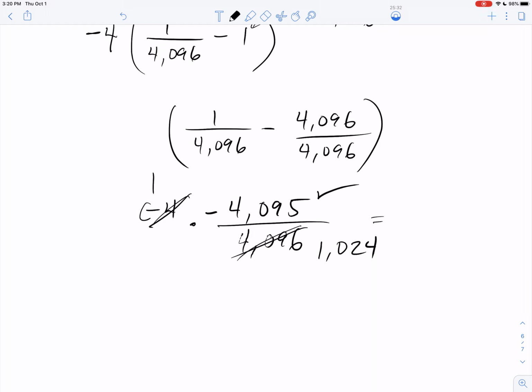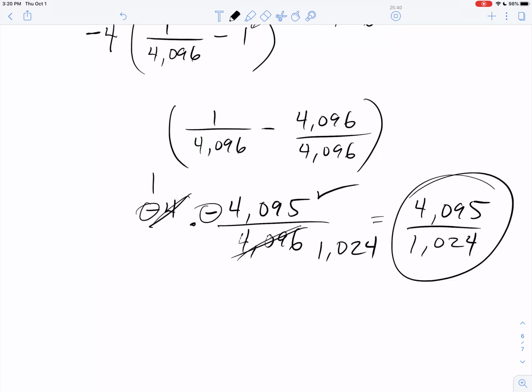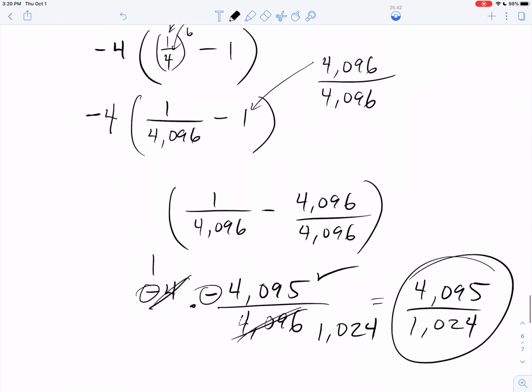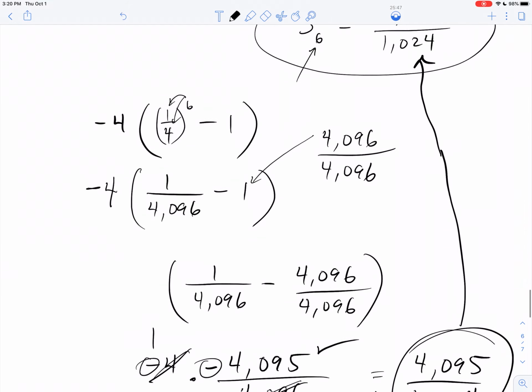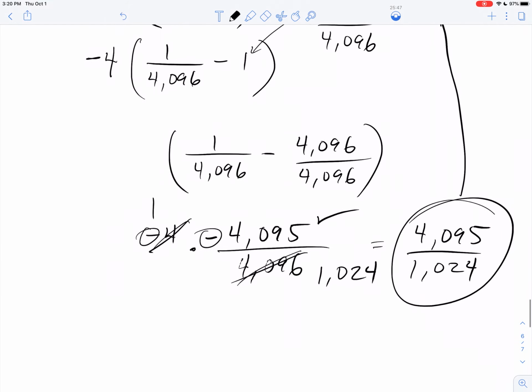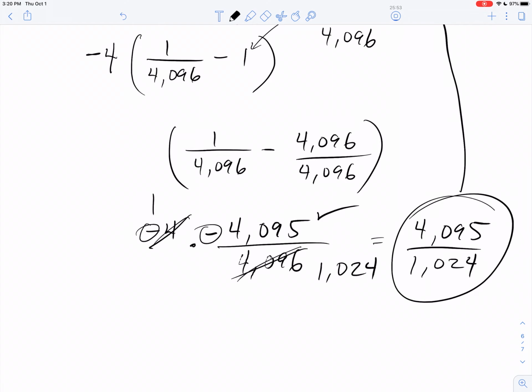So I got a negative times a negative. That's positive. And then on the bottom, I got 1, 2, 4. Boom. That's that. So whether or not your calculator locks up on you, you can still muscle it through and get it to work.